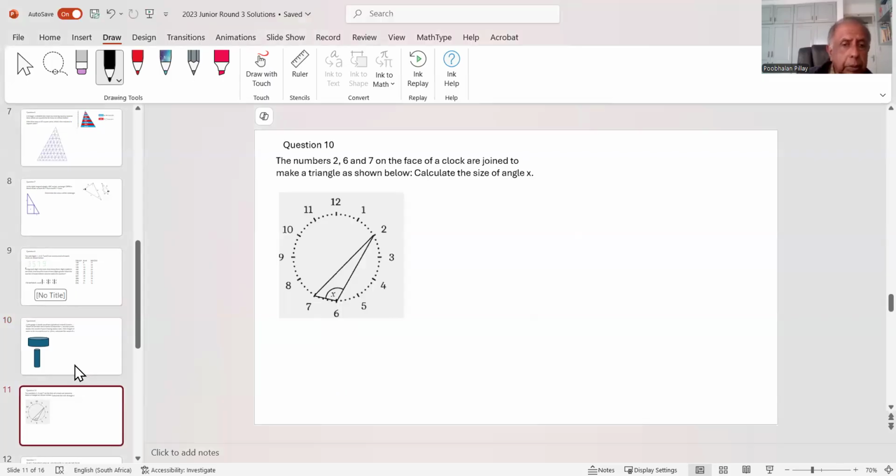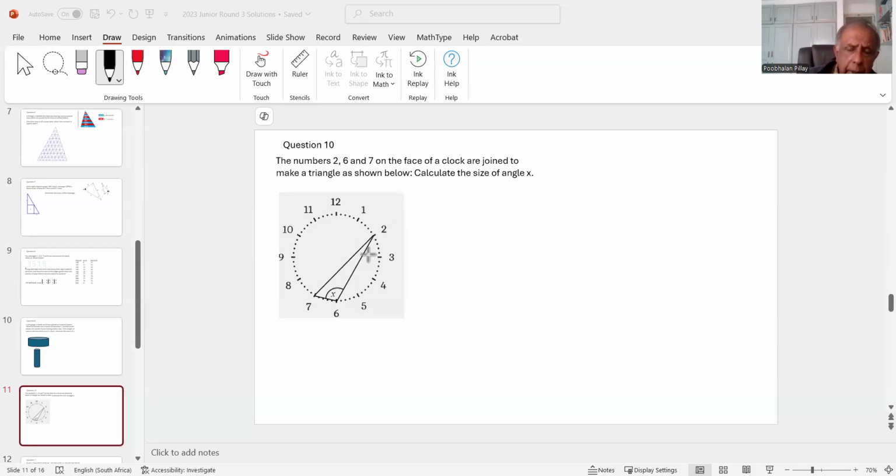Now we go to question 10. Question 10 reads the following. The numbers 2, 6, and 7 in the face of a clock are joined to make a triangle as shown. Right? And then these are joined. And they ask you, what is the value of x?